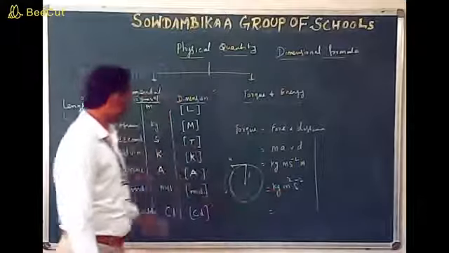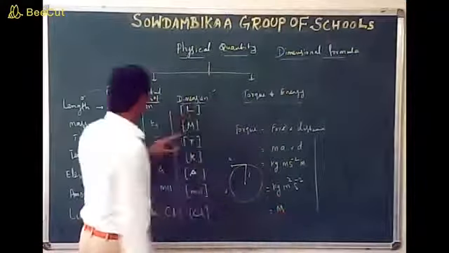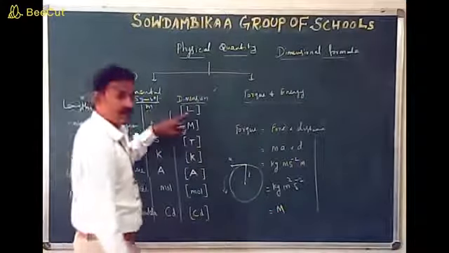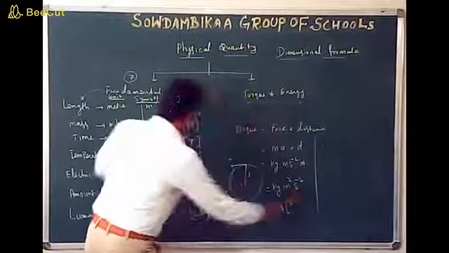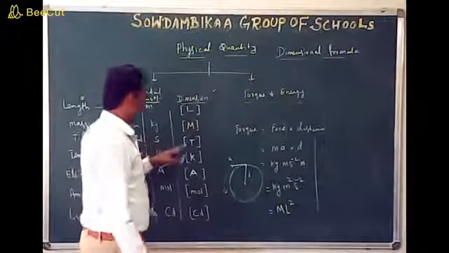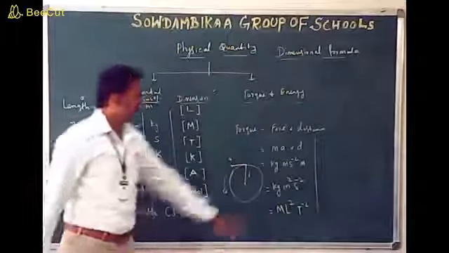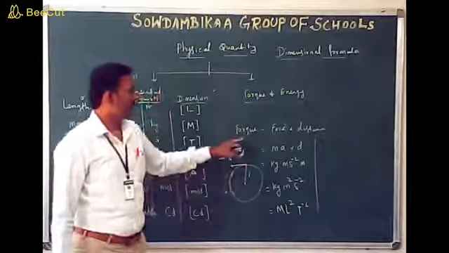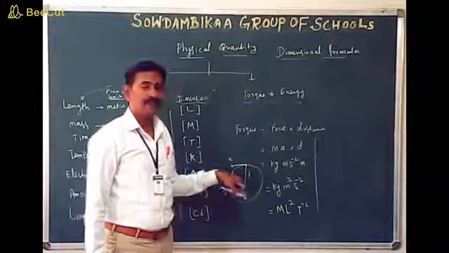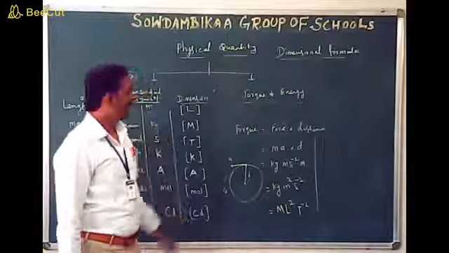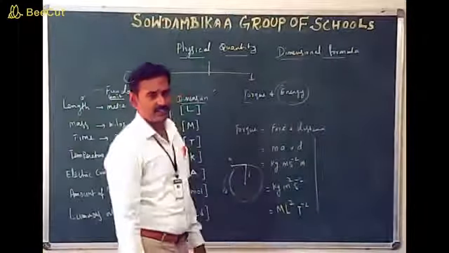Now there is a dimension. The dimension of kilogram is M. Then meter square: the dimension for meter is L, so L square. Then the dimension for time, second, is T, so T power minus 2. That is the dimensional formula for the torque. Torque is force times the distance between the point of application of the force and the point where it is fixed. Likewise, energy. Now what is the dimensional formula for energy?